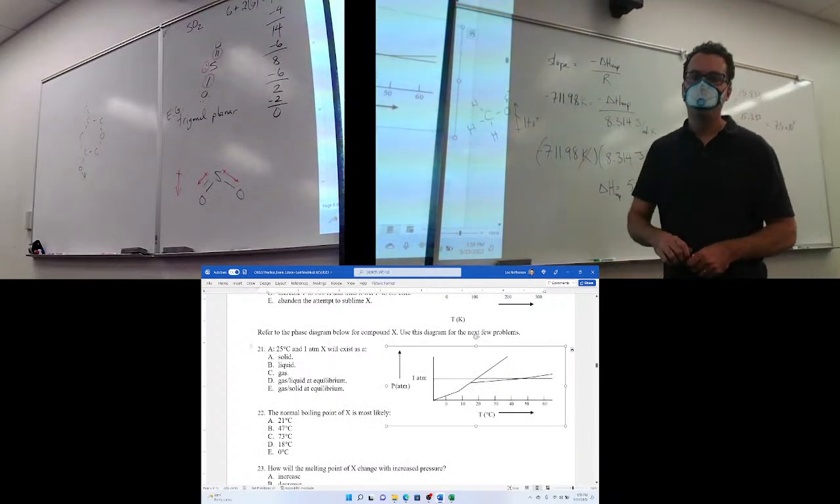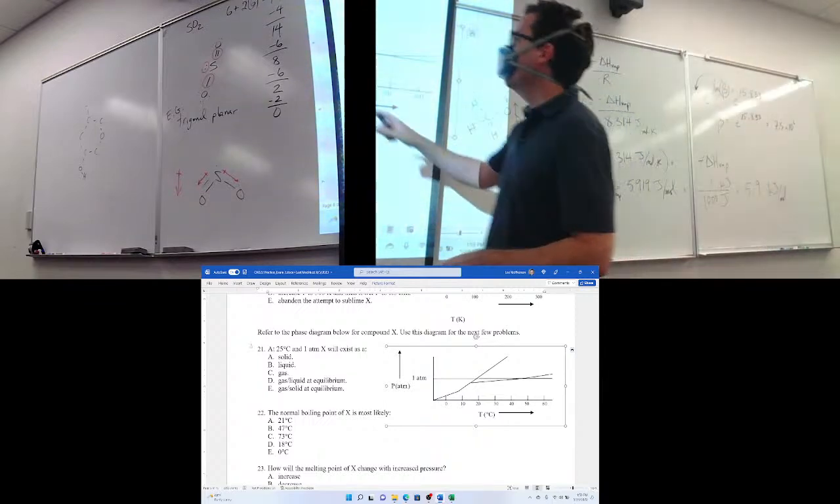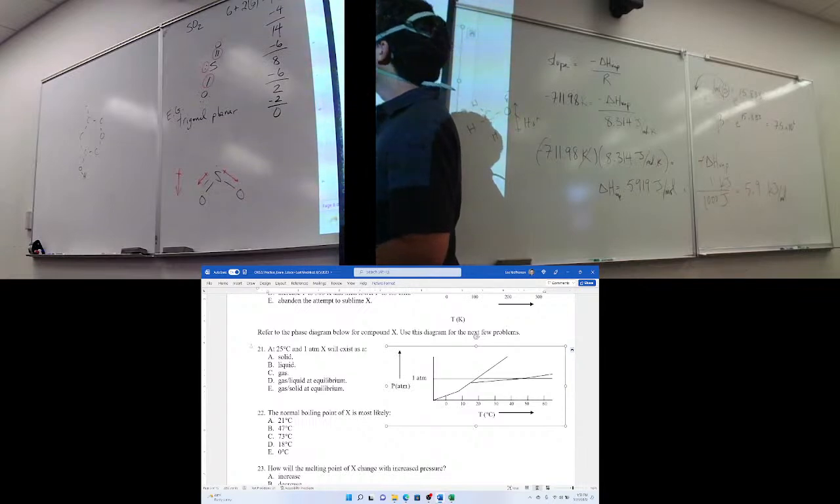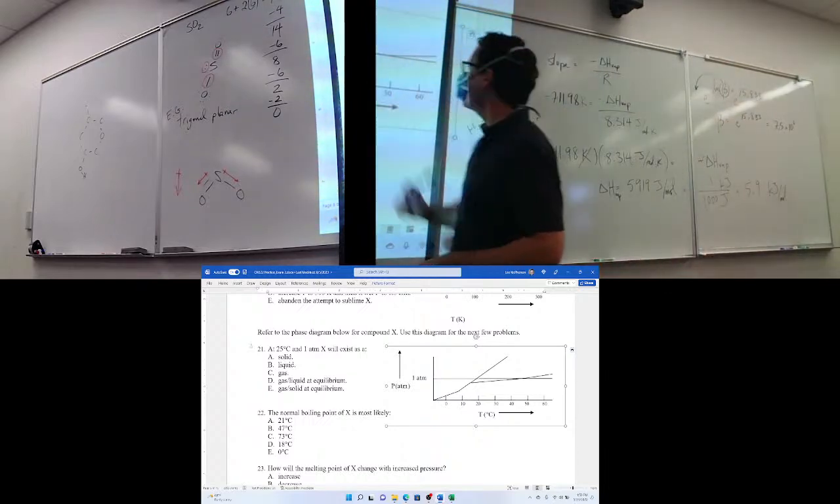At 25 degrees C and 1 atmosphere, X will exist as a, so 25 degrees, 1 atmosphere, there's the line. It's going to be liquid. So solid, liquid, gas.